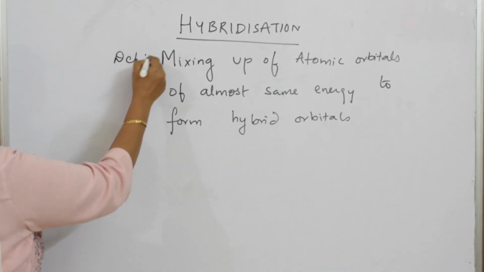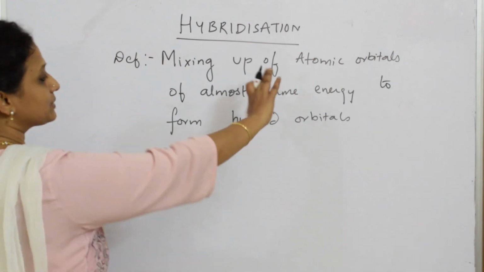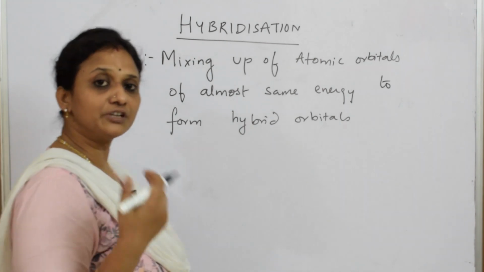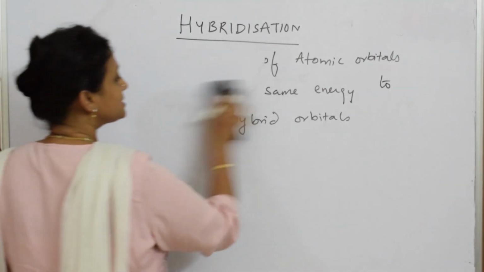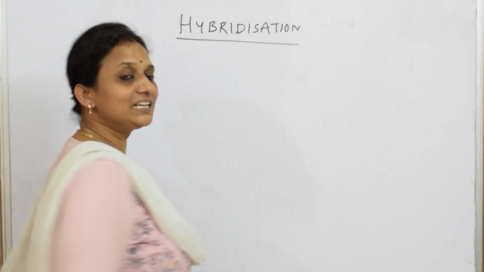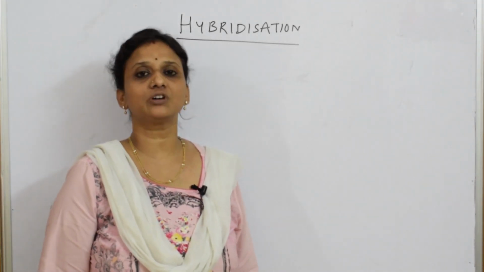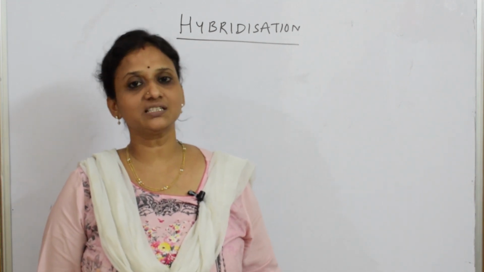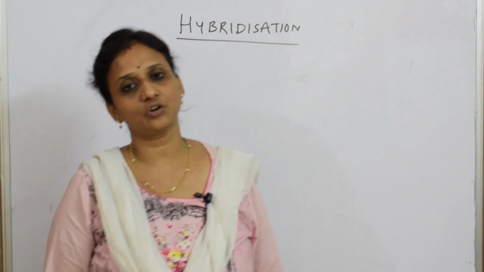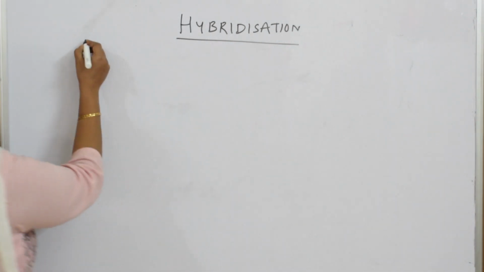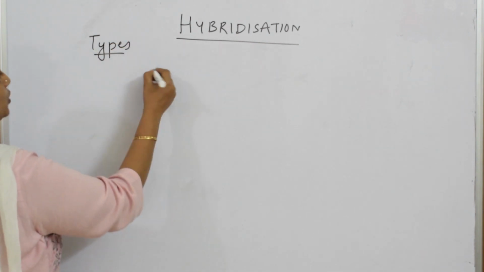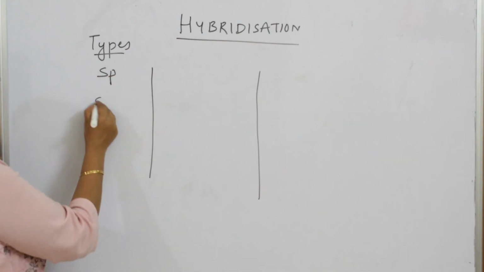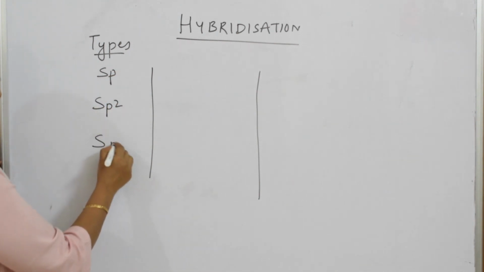Yes, now let us see the types of hybridization. Two atomic orbitals are mixed up and you form a new hybrid orbital, and we are giving them different names. Hybridization is of many types. You'll be studying hybridization in the coordination compounds chapter in grade 12 also, but if you understand the concept here in grade 11, it is very easy for you to solve the coordination compounds chapter in grade 12. Basically, if I speak of types, you have three categories: sp hybridization, sp2 hybridization, sp3 hybridization.